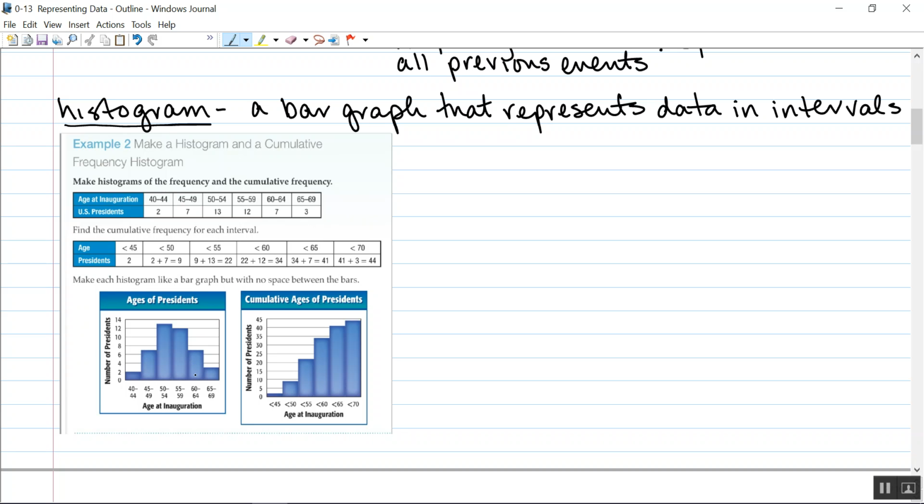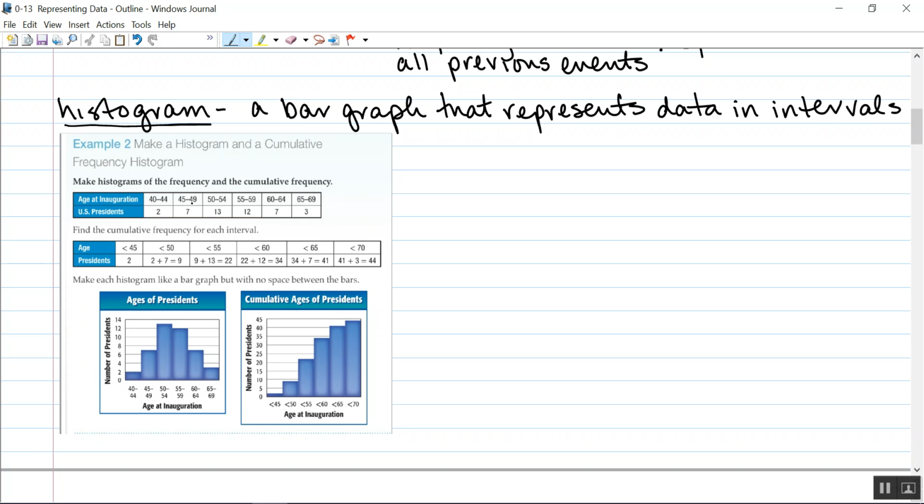And you'll notice the difference here between this histogram and the bar graph is that there are no spaces between the bars here. If you're drawing this, you don't have to color it in, but you do need to have little lines between them so we can see the difference. Now, a cumulative frequency histogram is going to add up all of the previous values. So for example, we had 2 presidents whose ages were less than 45. And then we had 2 plus 7 or 9 presidents whose ages were less than 50.